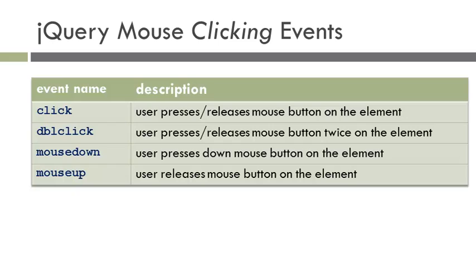The jQuery mouse clicking events are click, double-click, mouse down, and mouse up. Click is a completed action: the mouse is pressed and then released, whereas mouse down and mouse up are single actions that are triggered independently.